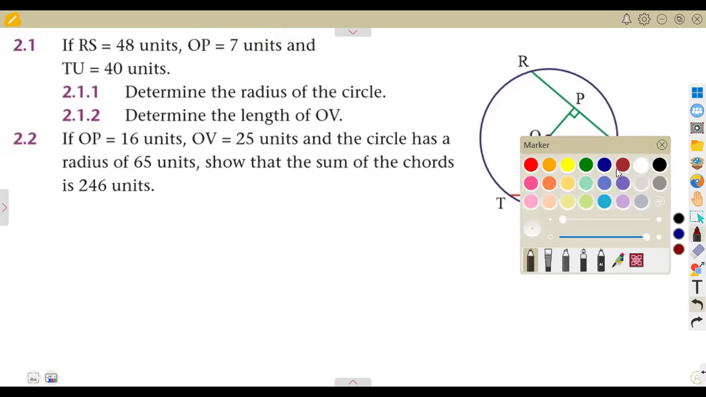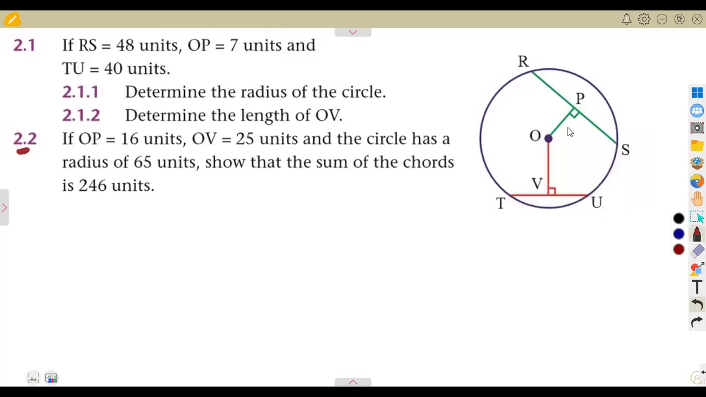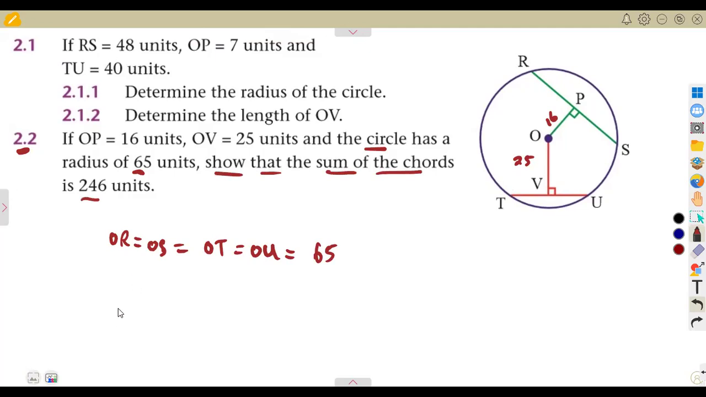Anyways, let us see. We are given in this case, another situation now, if OP is 16 units, so from O to P this time is 16, OV is 25. This time we are given OV. Remember last time it is us who calculated this OV, but this time we are given the OV as 25 units. The circle has a radius of 65 units. So what does it mean? From O to R, from O to S, this is our radius, which means from O to T, that's our radius. From O to U, that's your radius. All this is equal to 65 units. Show that the sum of the chords is 245 units.